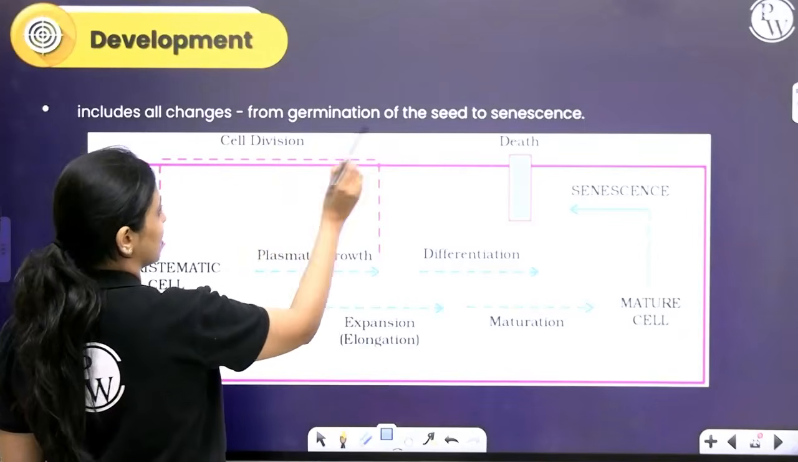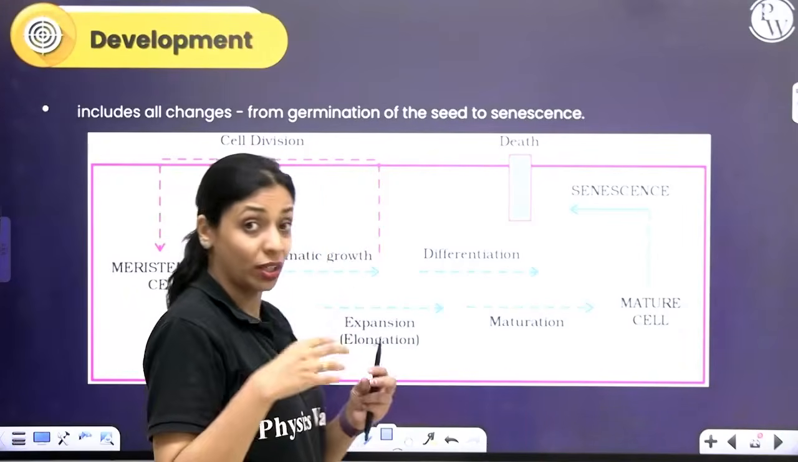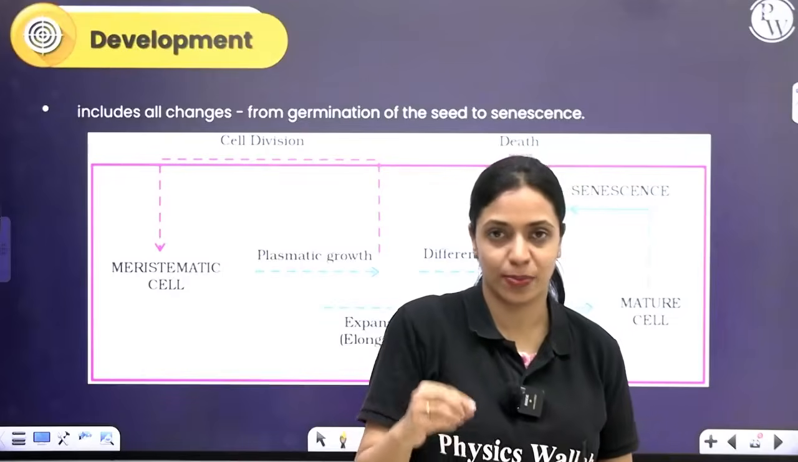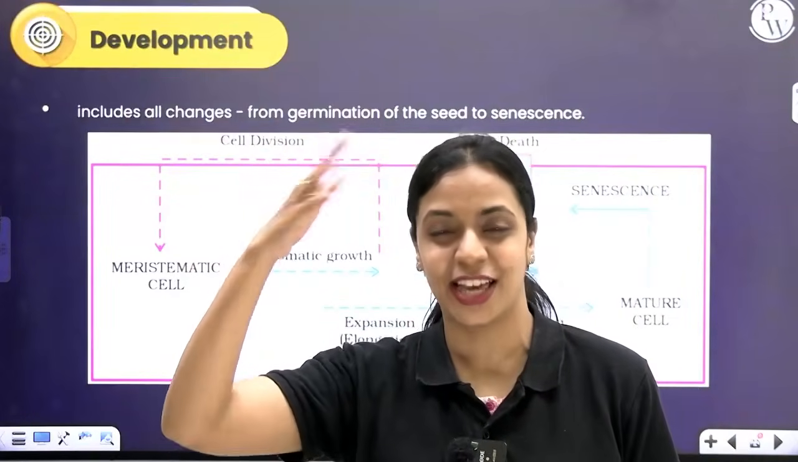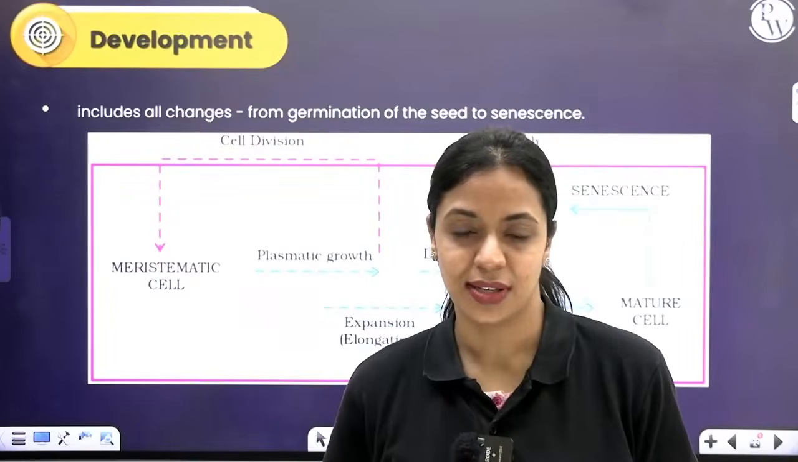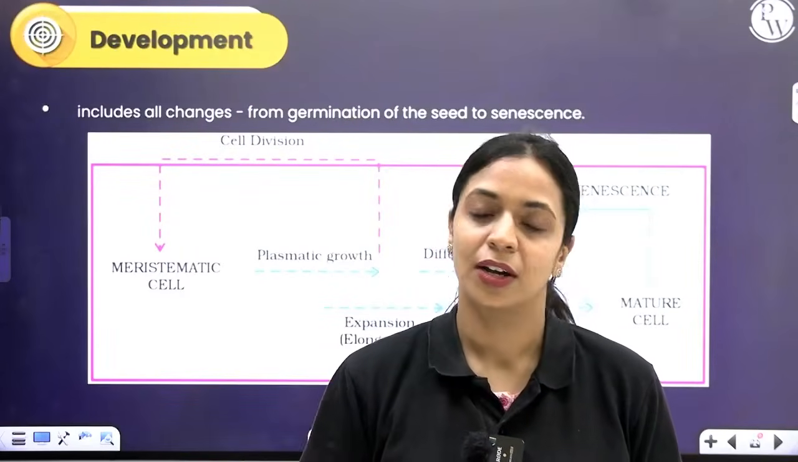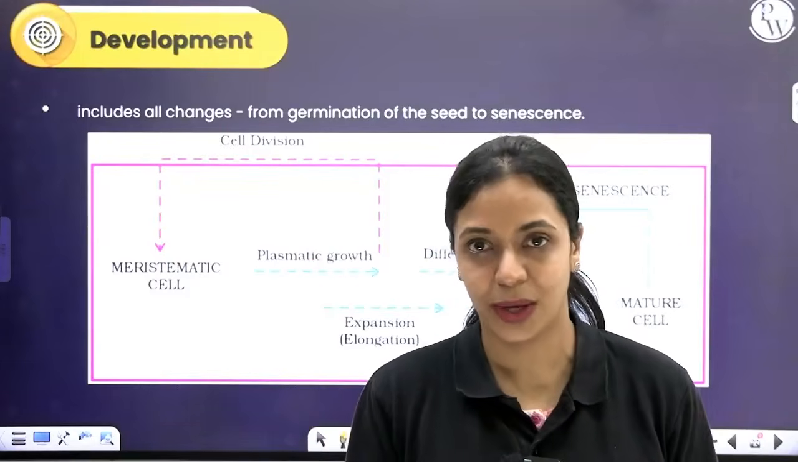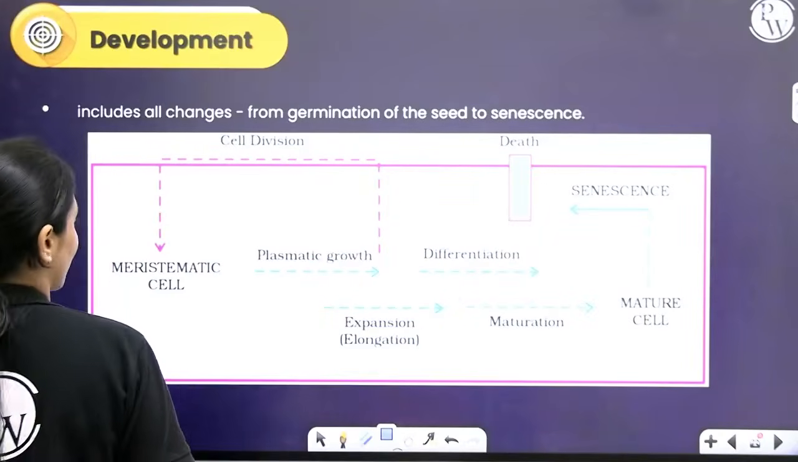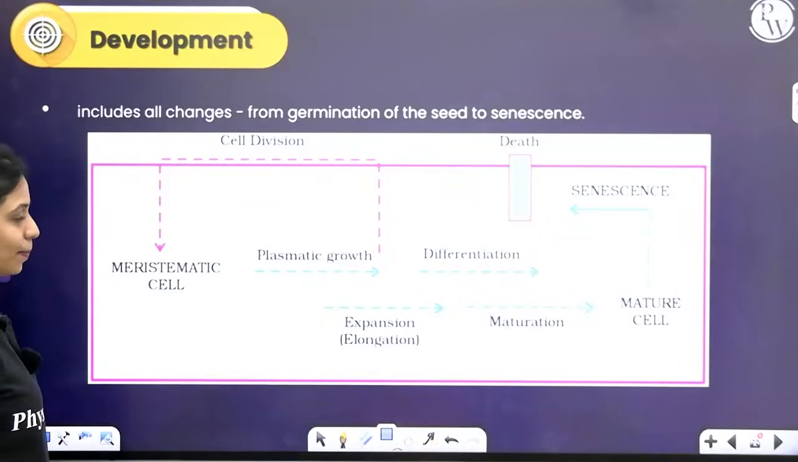From the time the seed germinates, whatever changes take place, the seed germinates, becomes a small sapling, becomes a small plant, then probably becomes a tree, and then it ages. All of these processes, from the time it germinates to the time of its aging and death, all of the processes that take place together, we call it as development. So what are some of the processes that take place during development?